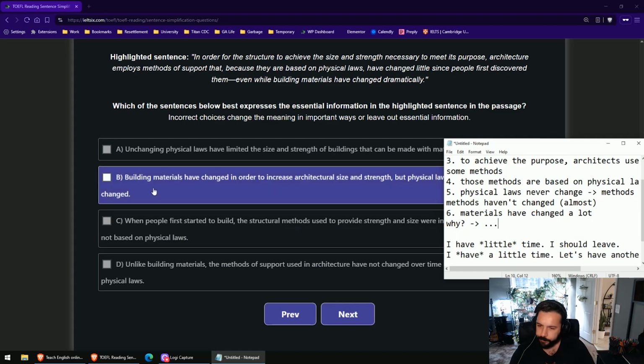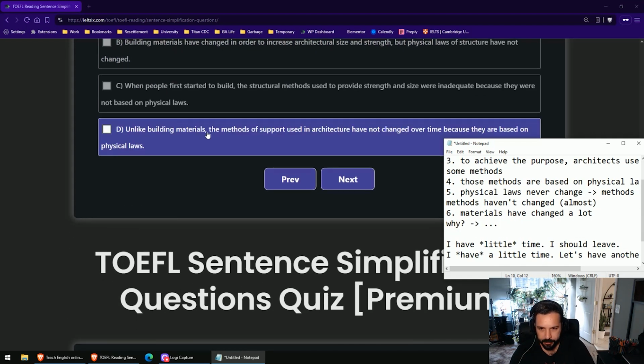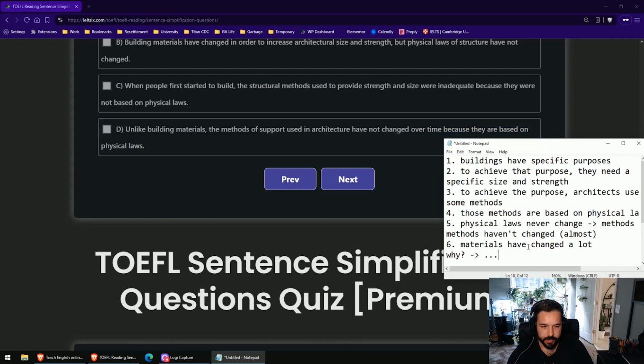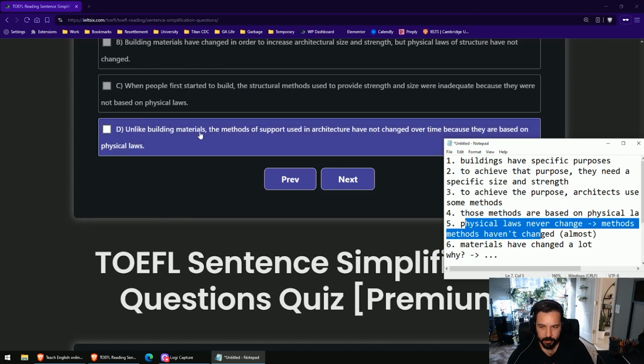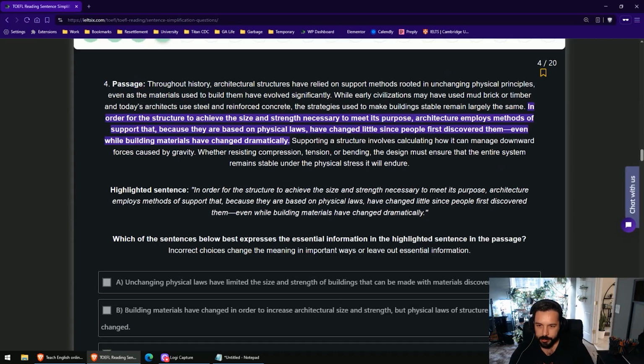Now let's see. So not this one. D: unlike building materials, the methods of support used in architecture have not changed over time. That is promising so far. It says the methods of support have not changed. We know that. These methods are based on physical laws and they haven't changed. And also, unlike building materials. On its own it doesn't mean anything, but this is the opposite of methods of support. If methods of support haven't changed, then building materials have, because they, meaning the methods of support, are based on physical laws. That is going to be correct. Now let's see.